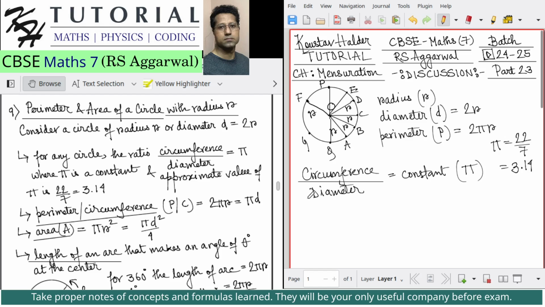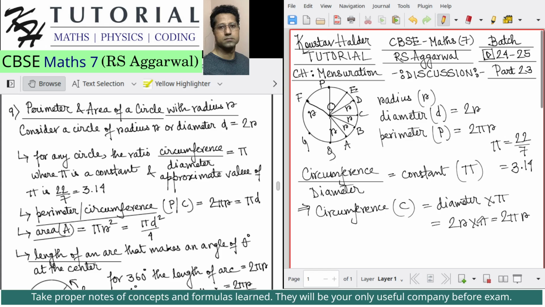And so from here we get that the circumference, also denoted by the capital letter C, is equal to diameter multiplied by pi. Diameter is nothing but twice r multiplied by pi, so this is equal to 2 pi r. So this is in short how the formula for the perimeter, which is 2 pi r, came.